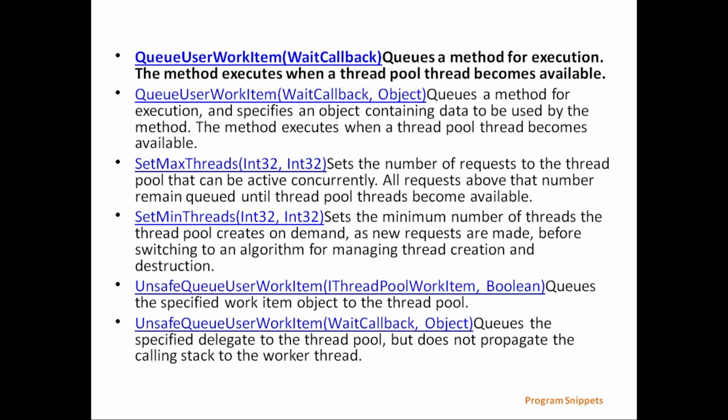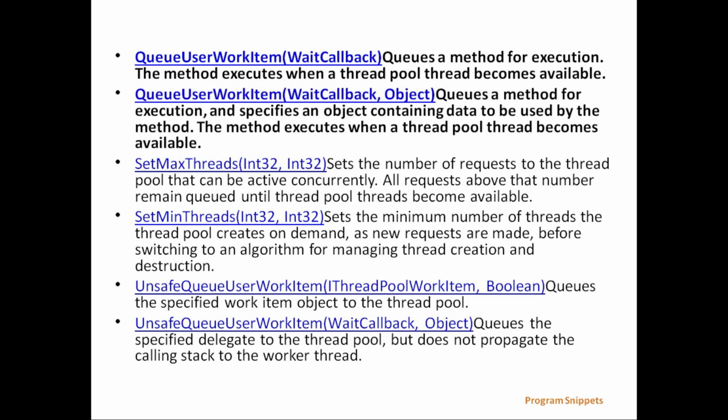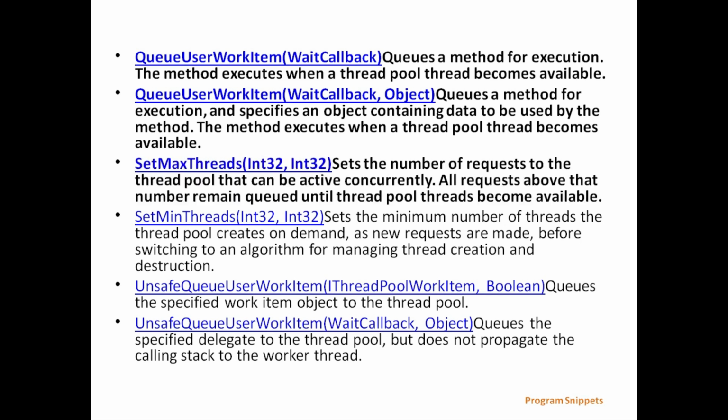Next is QueueUserWorkItem with WaitCallback parameter. Queue is a method for execution. The method executes when a thread pool thread becomes available. QueueUserWorkItem with WaitCallback and object parameter. Queue is a method for the execution and specifies an object containing data to be used by the method. The method executes when a thread pool thread becomes available.